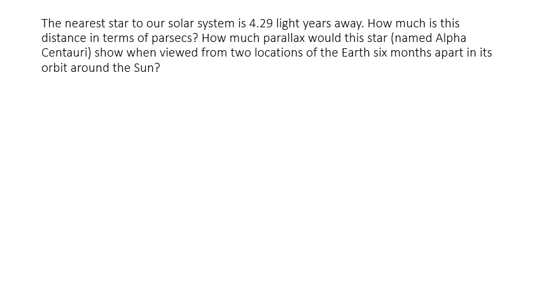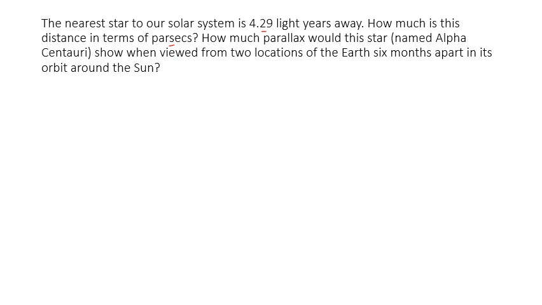We'll see the next question. The nearest star to our solar system is 4.29 light years away. I repeat, the nearest star to our solar system is 4.29 light years away. How much is this distance in terms of parsec?